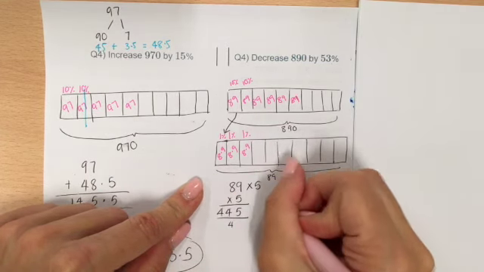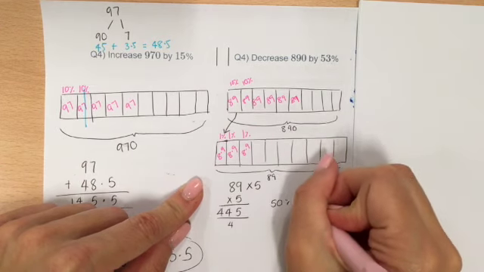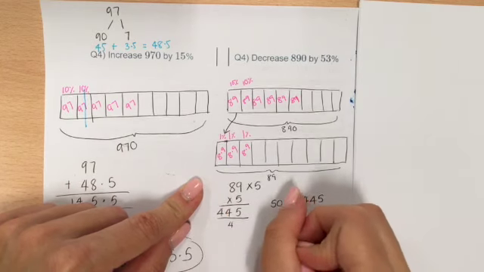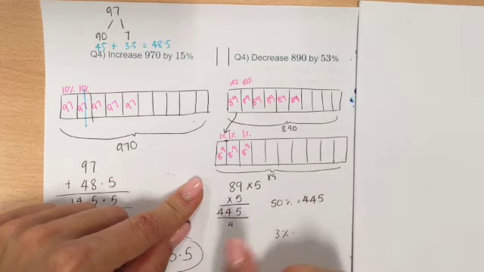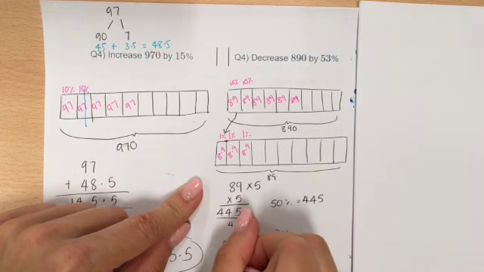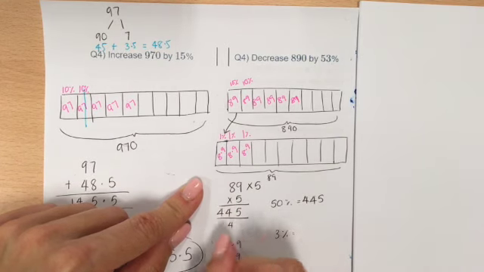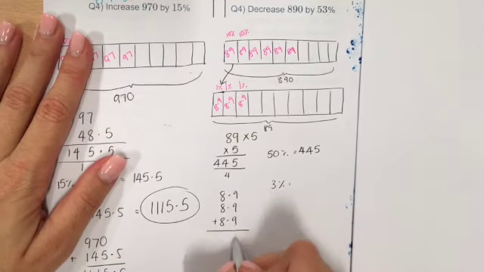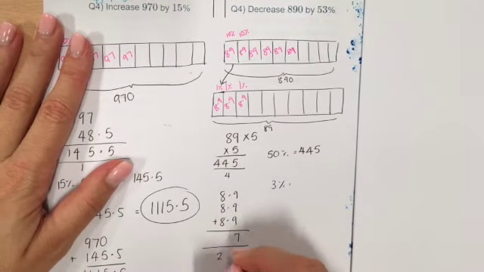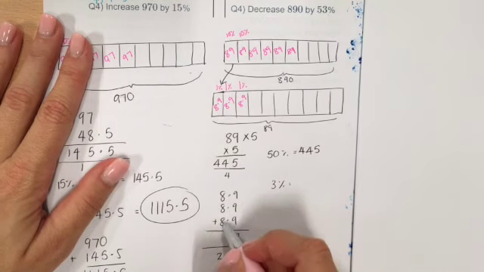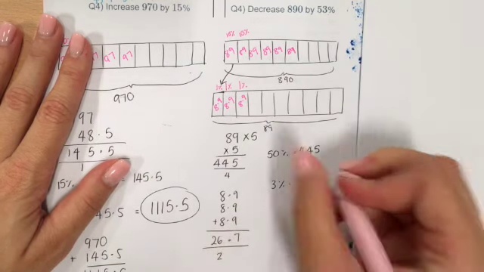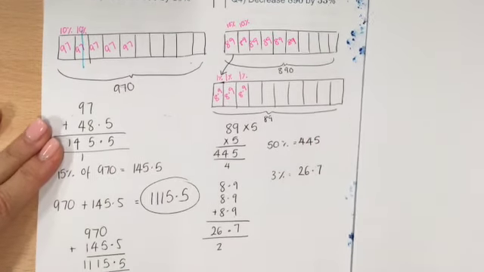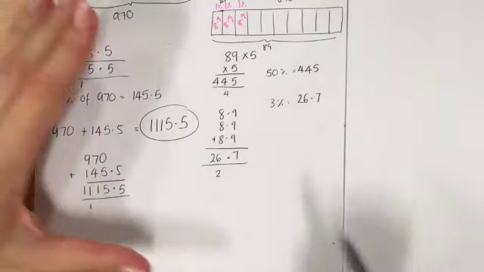So 50% is 445. Now my 3%, we're going to work out now, is 8.9 times 3. We could just add this one, because there's not as many to do. So 27 there. Put my decimal in. 8, 16, 24, 25, 26. So it's 26.7. To find my 53%, I need to add those two numbers together now.